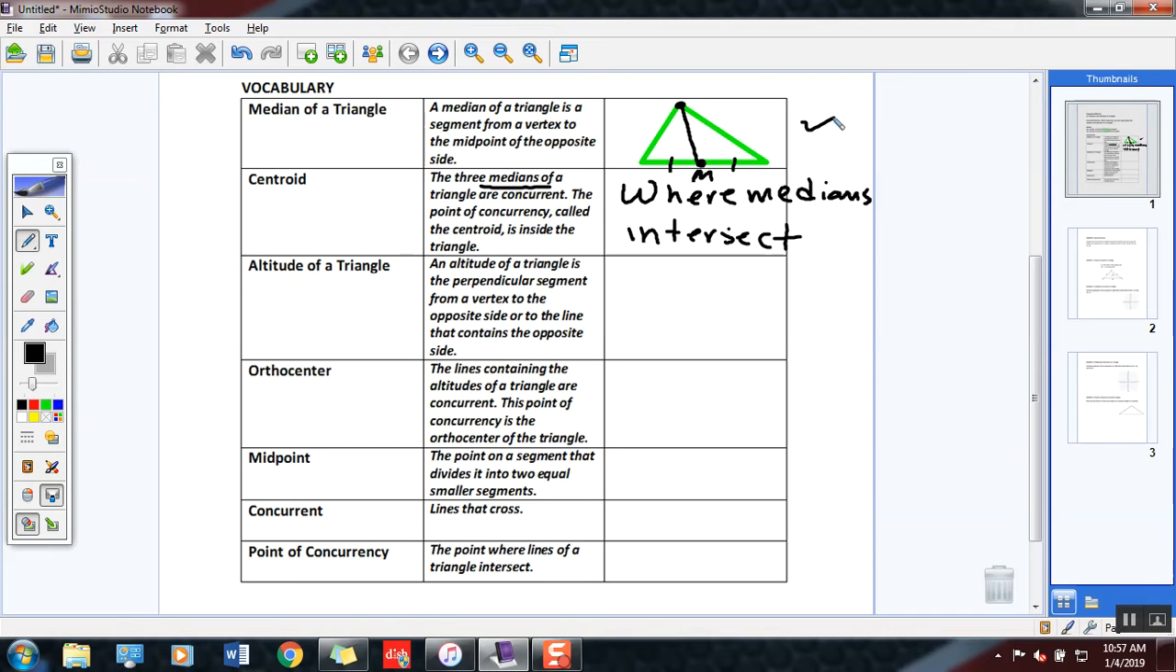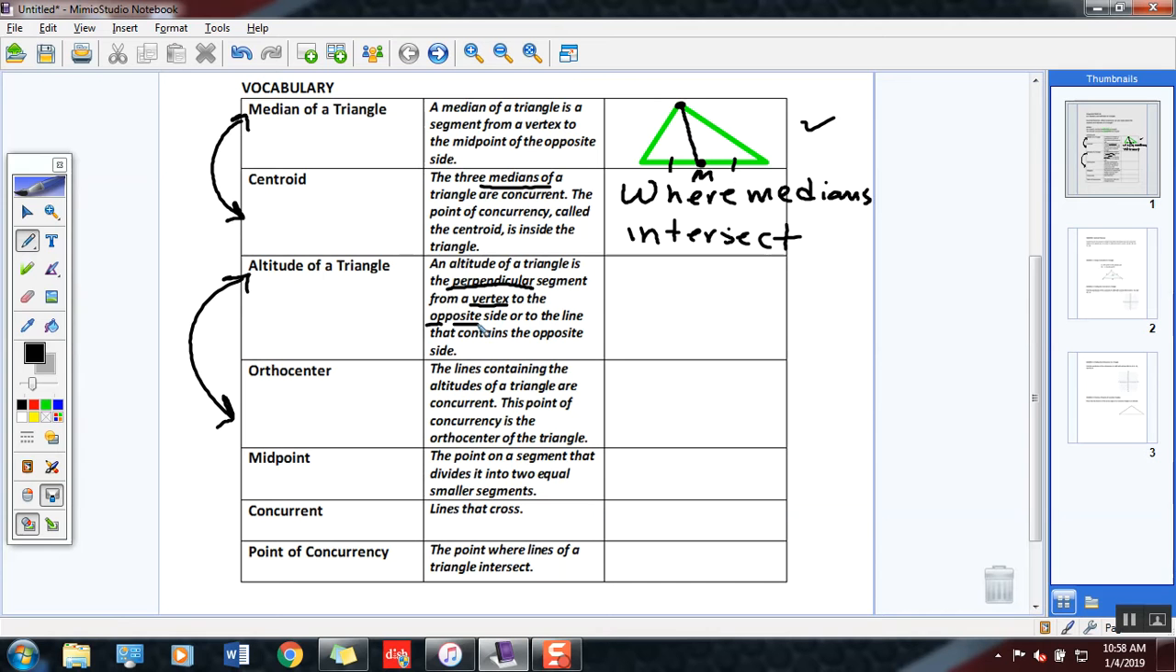Okay, kids? All right, then we need to understand what an altitude is. I'm going to draw an arrow between these two definitions because they go together. Same thing with the altitude of a triangle as it relates to the orthocenter. The altitude of a triangle is a perpendicular segment from a vertex to the opposite side, or to the line that contains the opposite side. Sometimes that line might need to get extended.